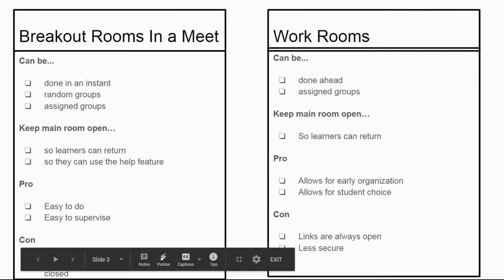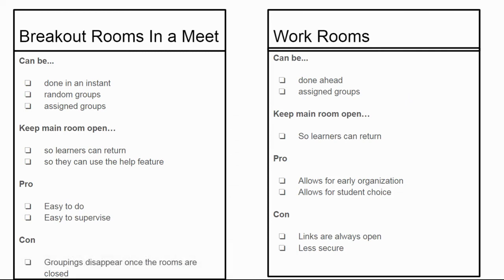So just a quick little recap. When we use the breakout rooms in a Meet, what is great about it? It can be done in an instant. They can be random groups or assigned groups. A tip is to keep the main room open so learners can return and so you can be alerted if they use the help feature. Some pros to this: it's easy to do, it's easy to supervise. A con is the groupings disappear once you close the breakout rooms.